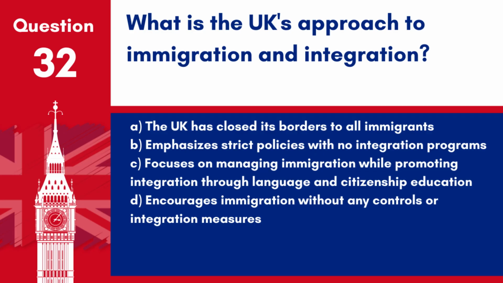Question 32. What is the UK's approach to immigration and integration? A. The UK has closed its borders to all immigrants. B. Emphasises strict policies with no integration programs. C. Focuses on managing immigration while promoting integration through language and citizenship education. D. Encourages immigration without any controls or integration measures.